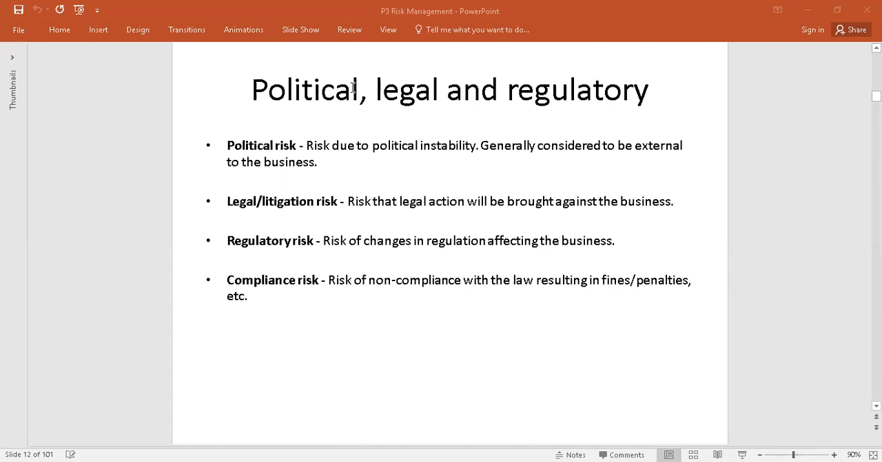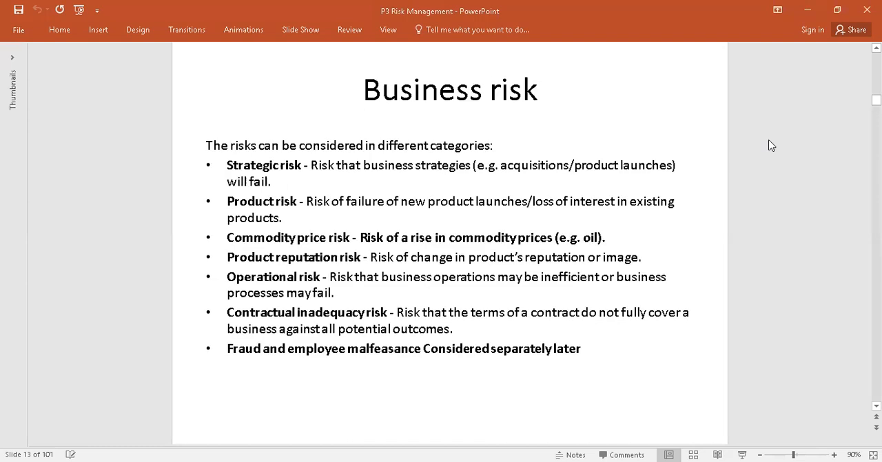In terms of environmental issues, they have to follow certain things so that the impact of pollution can be minimized. Certain things are laid down for a particular organization; if they follow, fine. Otherwise, if they do not comply with those things, they can be levied with penalties and fines. So that risk is called compliance risk. That's the first category: political, legal, and regulatory.